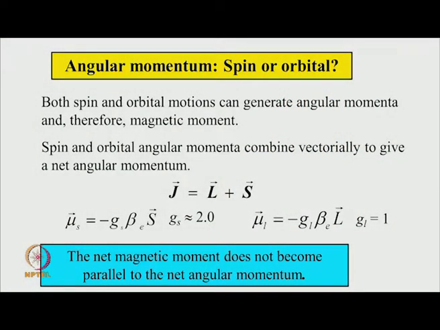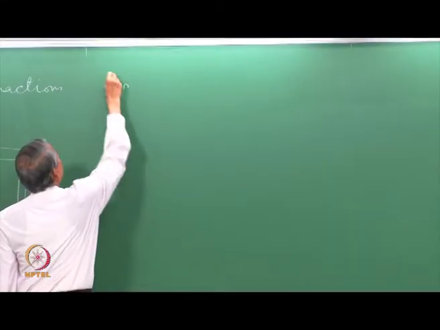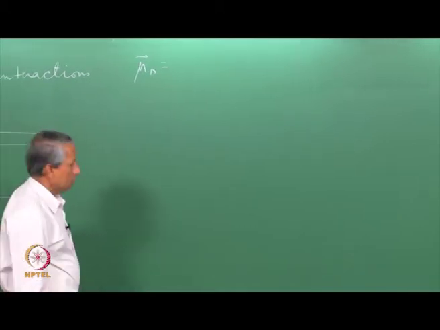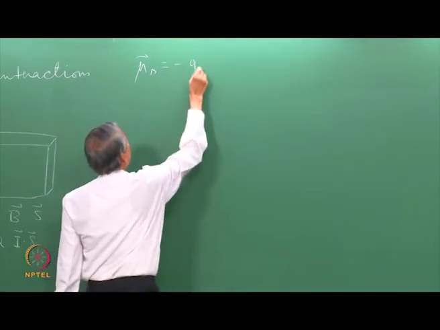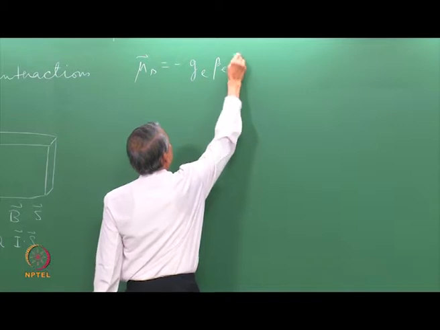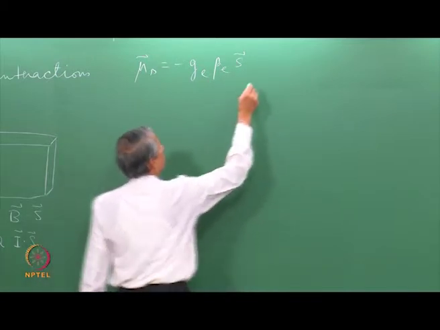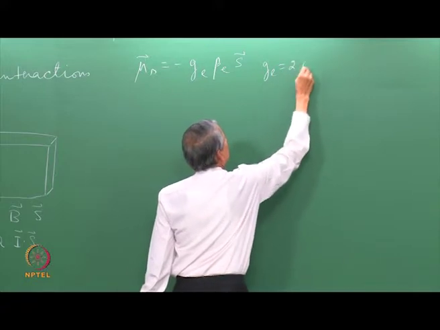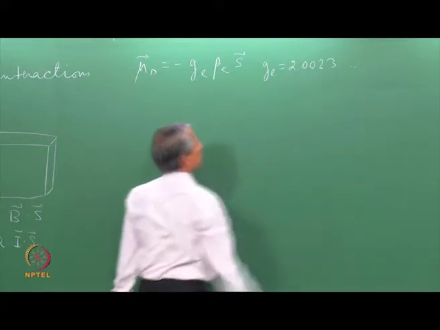We have seen many times earlier that the angular momentum of an electron can come from either spin motion or orbital motion, and both orbital motion and spin motion can give rise to the respective magnetic moment. The magnetic moments for these two motions are written in this fashion. This is the magnetic moment due to the spin motion, g_e beta_e S, where S is the spin angular momentum, and g_e is usually 2.0023 and something like this.